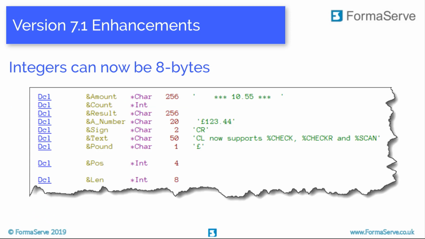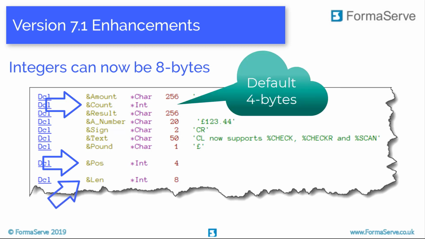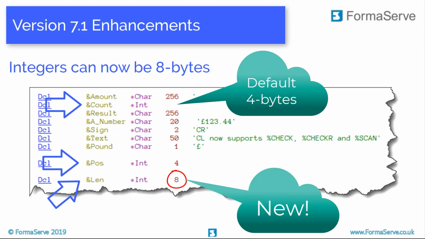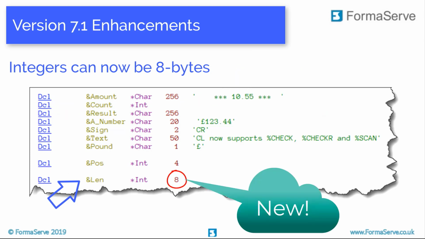So in this bit of coding we can see 3 variables defined as integers. The first one, &count, second one, &pos, and the third one, &length. The first one, &count, hasn't got any length to it, so it will be defined as 4 bytes long. The second one, &pos, has been defined with a length of 4. And the third one, &length, has now been defined with a length of 8. So this is very handy if we're calling IBM APIs that need a long integer. So this will use 8 bytes for &length.